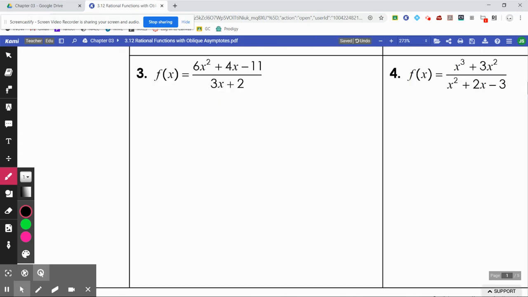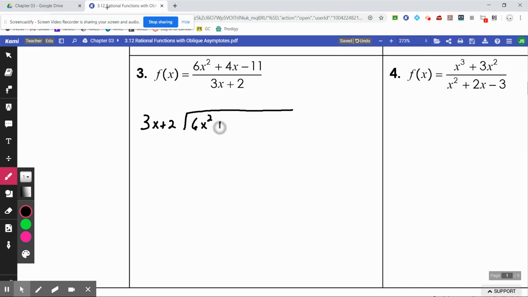Okay, number 3. Now here's the problem. We cannot use our shortcut for synthetic division, because when you're dividing by the negative 2/3 which the shortcut would give you, it's going to mess with your factors. So therefore, we're going to have to use long division here. So we're dividing by 3x plus 2 into 6x squared plus 4x minus 11.